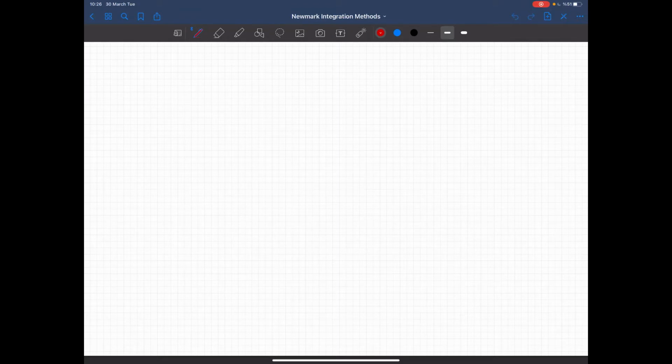Now let's take a look at the Newmark family of integration methods. So I'll say Newmark's integration scheme. Before going into that, again, let's take a look at the finite difference method, the forward difference method.